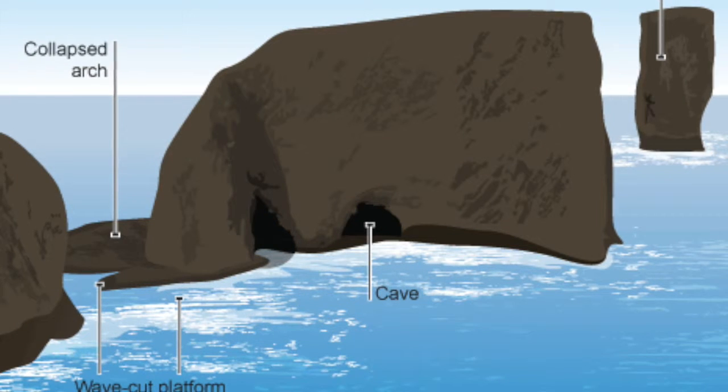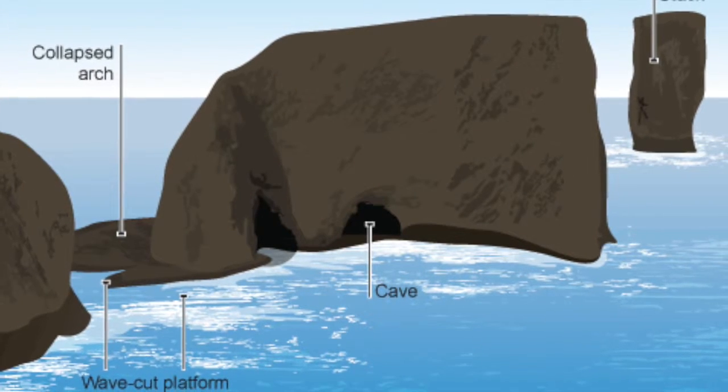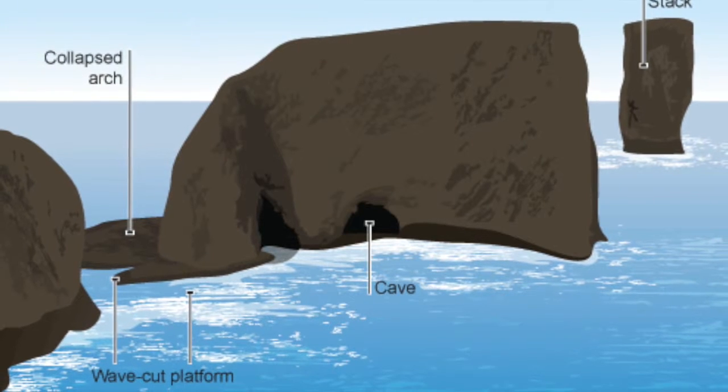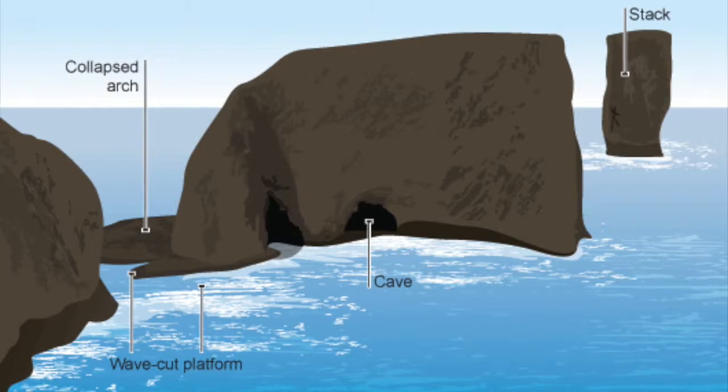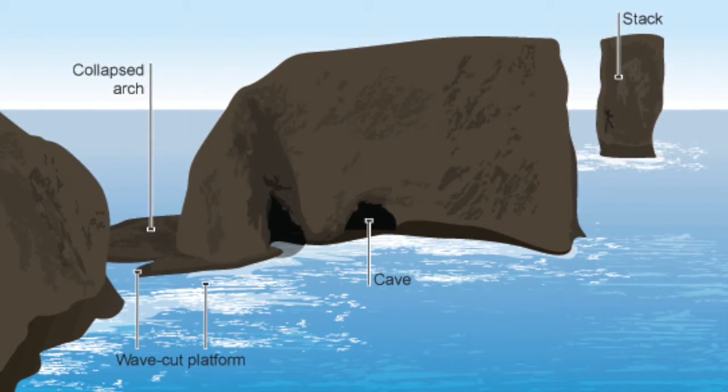These stacks are formed by wave action causing a small crack in a coastline, most commonly a cliff, and that eventually becomes a large cave. Eventually, these caves collapse, leaving a stack of rock that looks as if it's been dropped out of the sky.